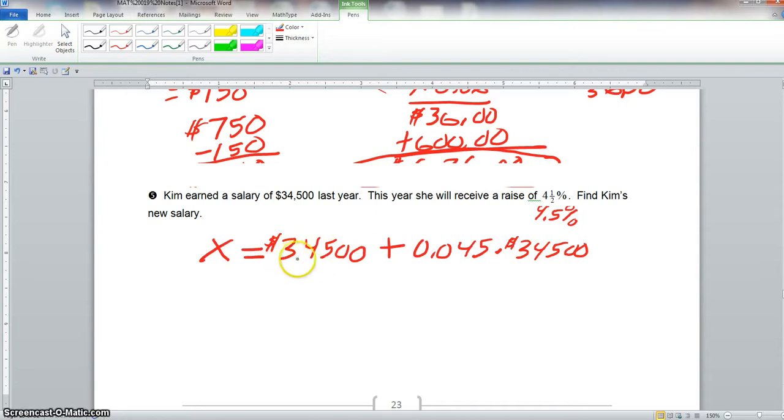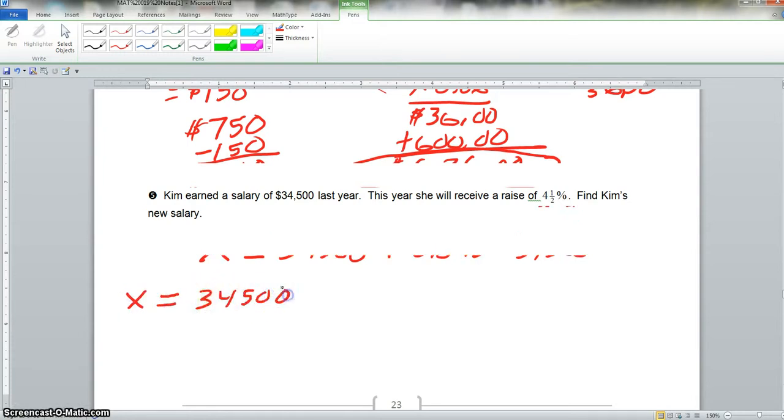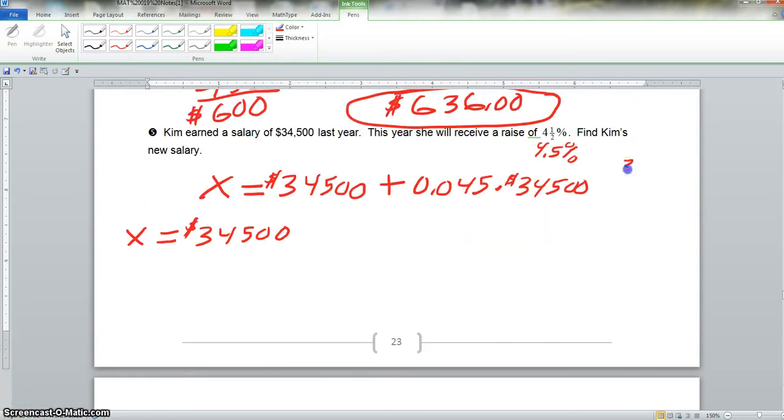So now we look at it. We would take her current salary plus the wage increase, which would be her raise percent times her current salary. So now what we need to do, we will add $34,500. And what we could do is multiply 34,500 times 0.045. So we'll go off to the side and take 34,500 times 45.